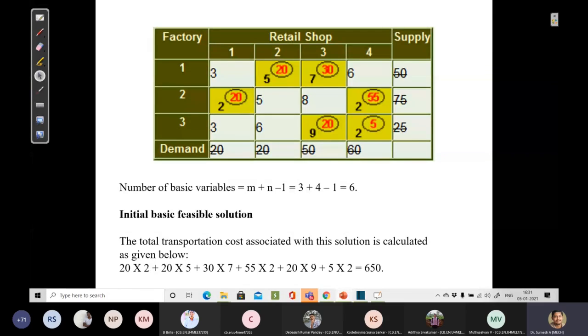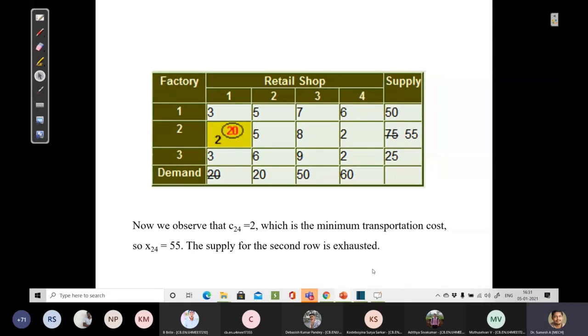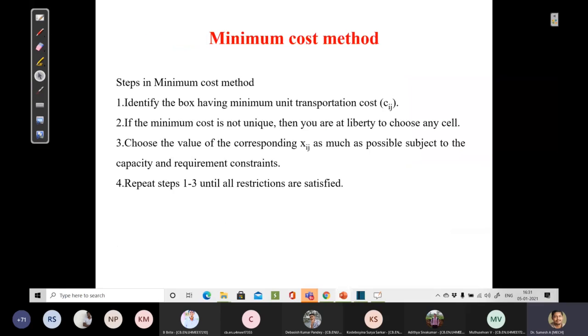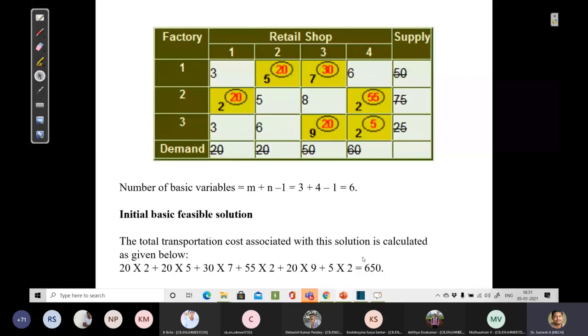So the cost is coming as 650. What was the previous cost? 670. From 670 it changed into 650 when we have gone for the least cost method. Any doubt in any of these allocations? No, sir.